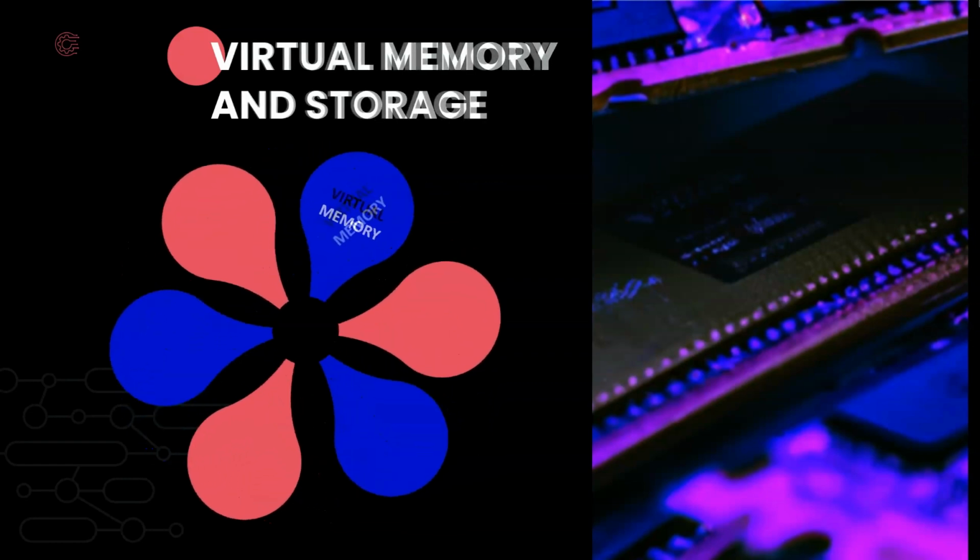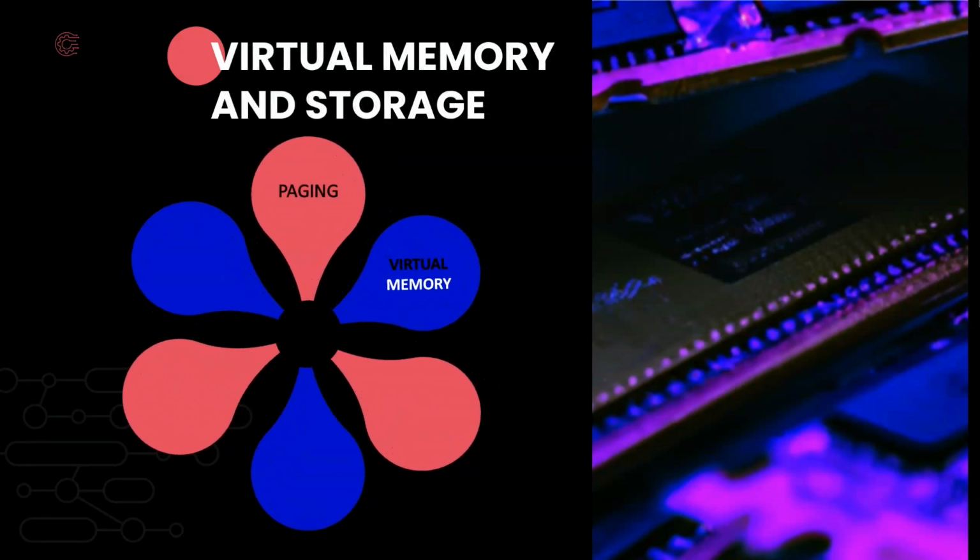So next we have paging. Paging is the technique used to divide memory into fixed-size pages. Each page is a contiguous block of memory that can be easily allocated or deallocated. The advantage of paging is that it allows the operating system to manage memory more efficiently, as only the pages that are needed by the program are loaded into the physical memory.